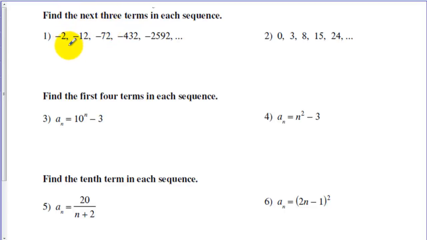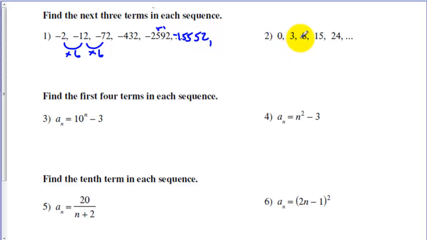So you can see here it looks like we are multiplying by 6. So it's asking to find the next 3 terms. So we would here be multiplying that by 6. I should have picked one here where I could do the mental math. I'm not going to keep it. We would just keep multiplying by 6.